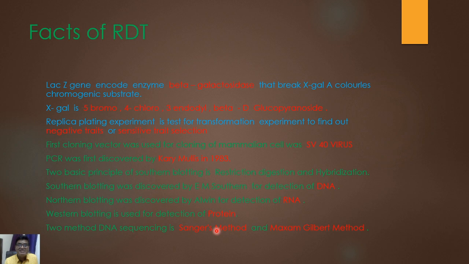One is Sanger's method. It is also known as the chain termination method. That is due to the presence of ddNTP. Due to absence of the hydroxyl group at the 3' carbon, there is no formation of phosphodiester bond, and we can sequence the whole gene, DNA samples. Next is the chemical degradation method, known as the Maxam-Gilbert method. So you must remember the two different methods of DNA sequencing.